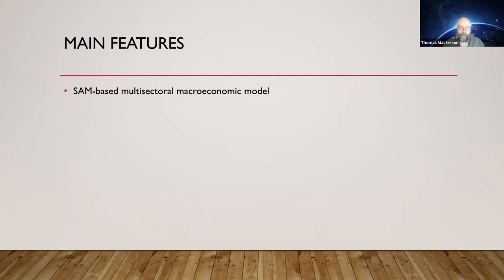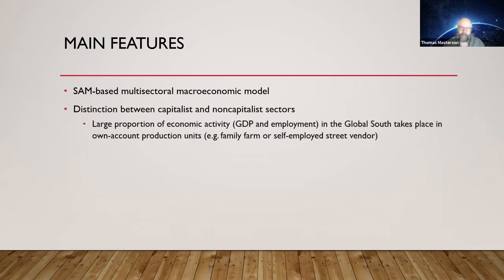There's also, for us, a distinction between capitalist and non-capitalist sectors. A lot of the economic activity in the global south takes place in own account production units, right? So the family farm or the self-employed street vendor. So there's a distinction there in terms of the level of economic activity, the employment impact of an increase in activity in the capitalist and the non-capitalist sectors, and the distributional impact of an increase in economic activity in those sectors as well. So we're going to take those into account.